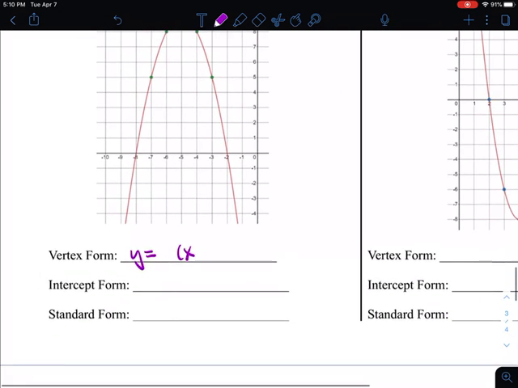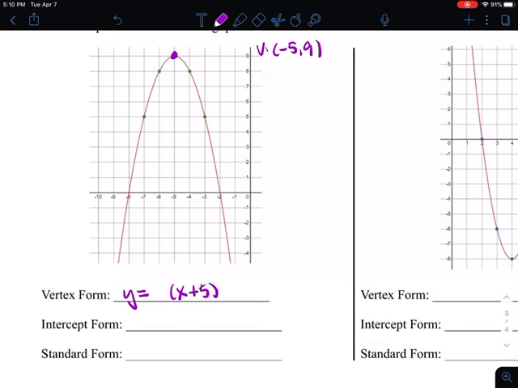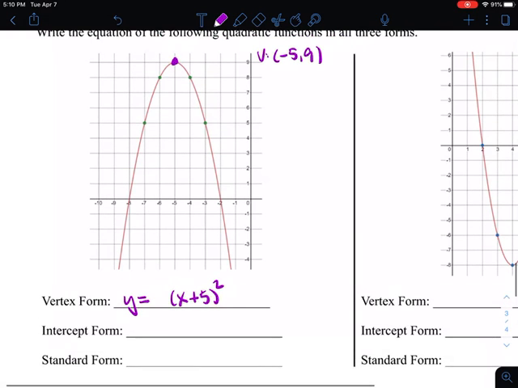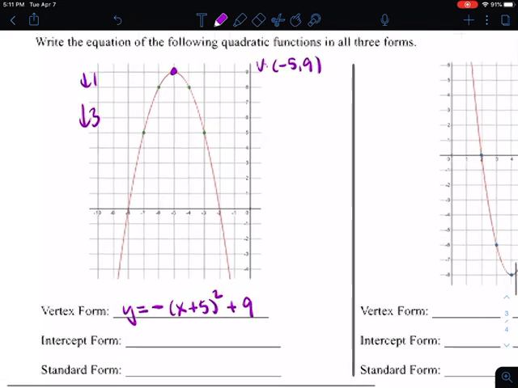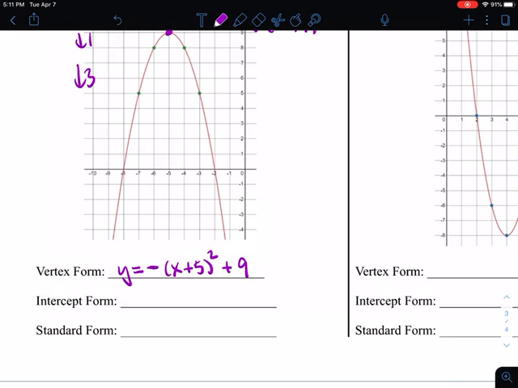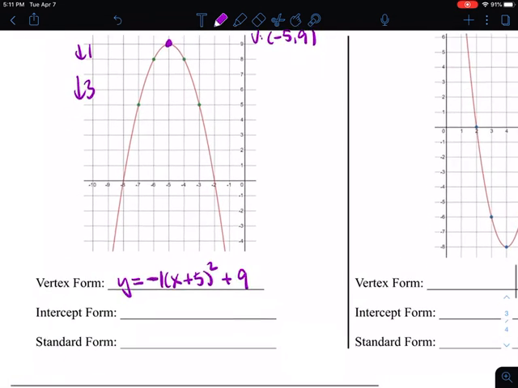So then I know I'm going to have (x + 5) squared, because this is 5 to the left, and then plus 9. Okay, and then I want to see which way my parabola opens. Well, it opens down, so I need a negative sign in front. And then let's see, here I'm going down 1 and down 3. So in this case, the pattern is regular, so I don't need to put a coefficient that's different from 1. I can just leave that as a negative 1, or I can just put a negative sign.